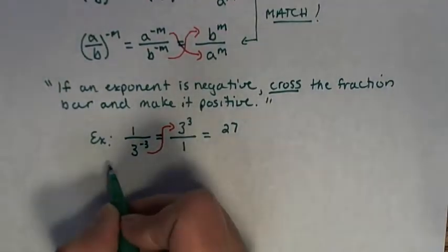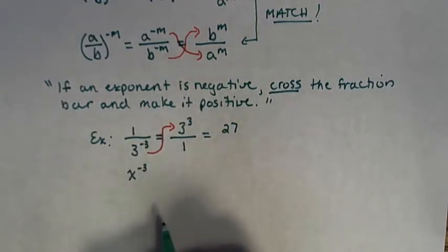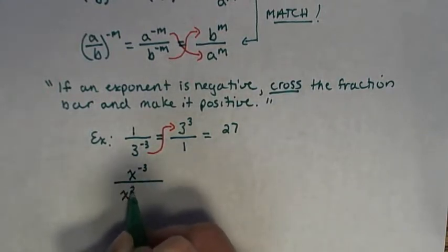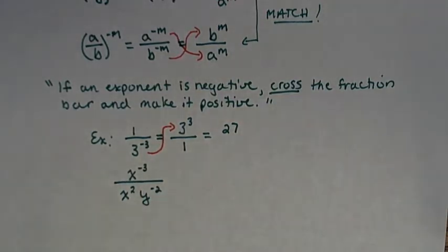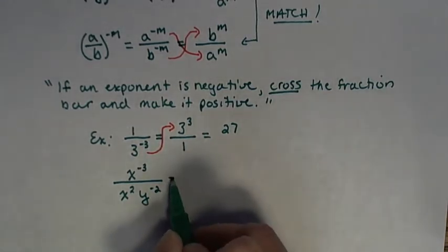Let's try one other one. Suppose that I had something more complicated like x to the negative third over x squared y to the negative second. Now there's two x's in this problem that we want to simplify, and a y. Now some of you I know are not real fond of working with negative exponents. So this particular little trick I'm talking about here can help you not have to deal with negative exponents.